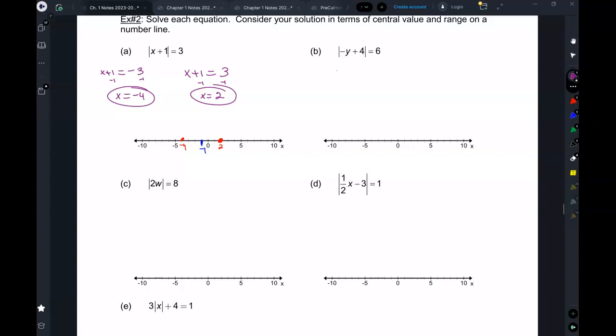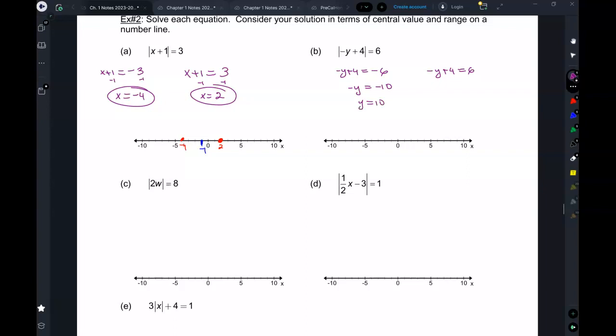Negative y plus 4. But if it's in absolute value, then isn't it just y? No. y can't be negative. Right, but y can be whatever you want. You plug in y, and then once all the numbers are simplified, they come out together. Okay, so negative y plus 4 is equal to positive 6. So here, negative y is equal to negative 10. Why are you not putting it in the absolute value? Once you separate, the absolute value goes away. And so y is equal to positive 10.